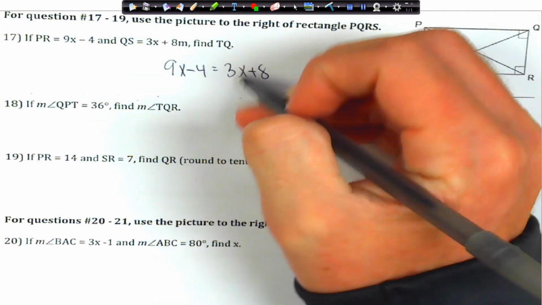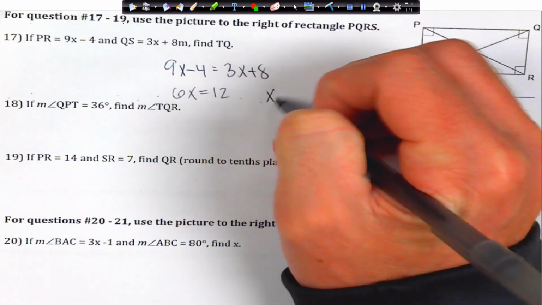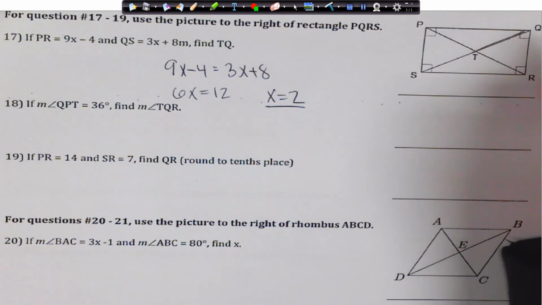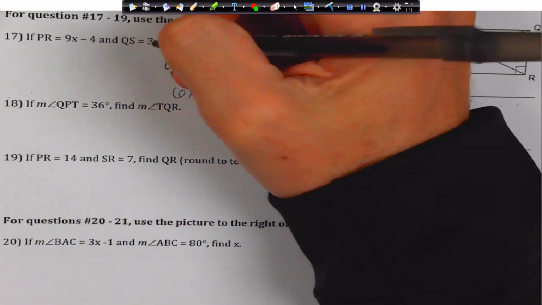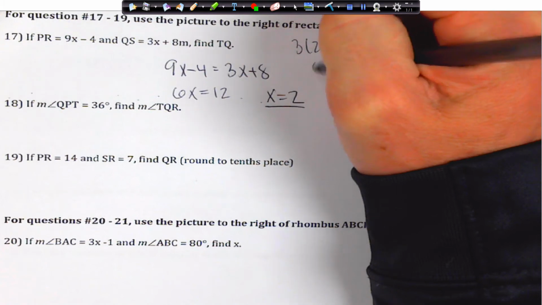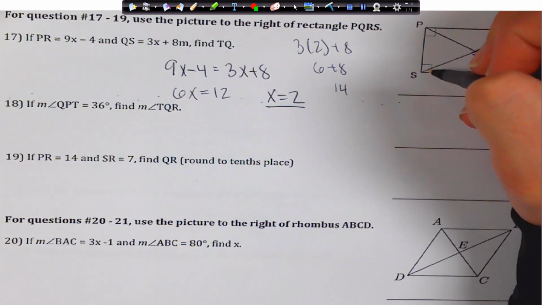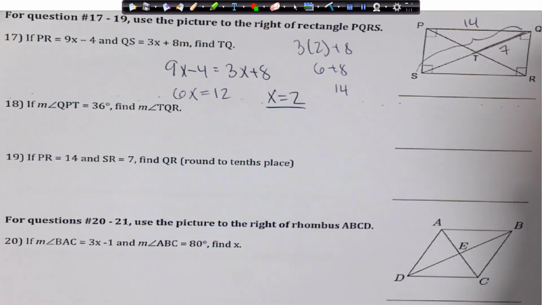Subtract that, you get 6x. Add 4, you get 12. X equals 2. Find TQ. Now TQ is only half of SQ, because remember, they get bisected as well. So when we plug it back in, we get 3 times 2 plus 8. That's 6 plus 8, which gives me 14. So if the whole thing is 14, then we're only dealing with half of it, which is 7.